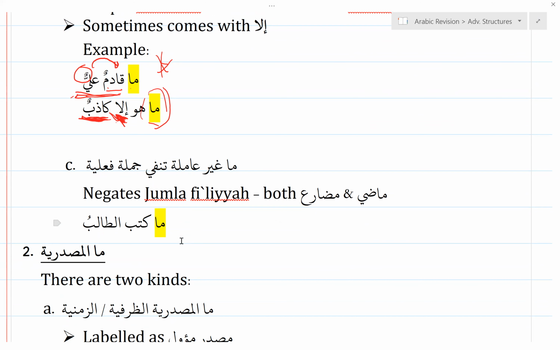If you see a ma, whether it's madi or mudara, and after it is a jumla fi'aliyah, then this ma is like, you gave me a fi'al. What am I supposed to do with a fi'al? I don't have a job with a fi'al. Give me an ism, I'll do a job. But with a fi'al, what am I going to do? So it doesn't have a job. It stays at home and it's like, I don't have a job. I'm done. So this is the ma that negates jumla fi'aliyah, and it's called ma ghayra amila. For example, ma kataba at-talibu. After it is a jumla fi'aliyah. This ma doesn't have a job to do. Clear?